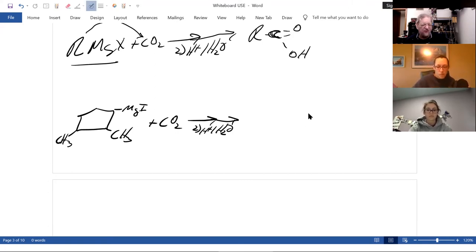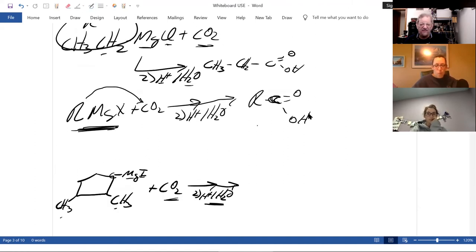If I look here, ooh, a ring. That's a carbon-carbon single bond. Methyl group, ooh, carbon with magnesium iodide, that's a Grignard, reacting with CO2, second step acid water, and you form a carboxylic acid that's one carbon longer than the R group you started with. What's my R group? This right here.